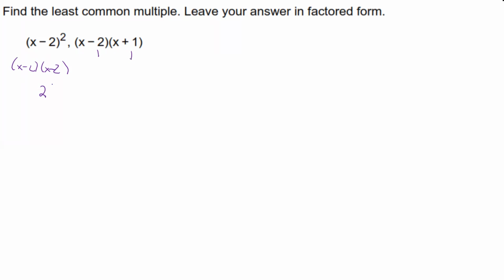So what we're going to have to do is use the most of this one, which is going to be x minus 2 times x minus 2. And we have one of these, so then that's going to be times x plus 1. So that would be what it would look like. We could also rewrite it as x minus 2, the quantity squared, times x plus 1.